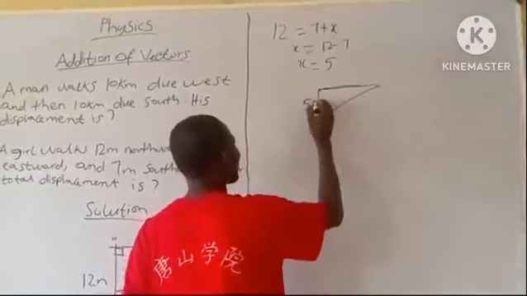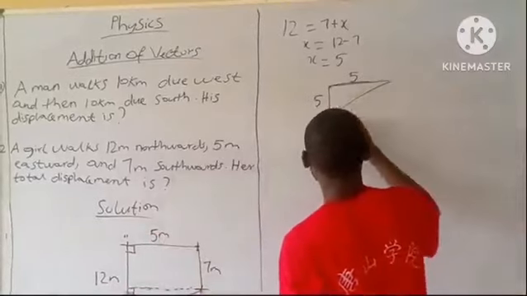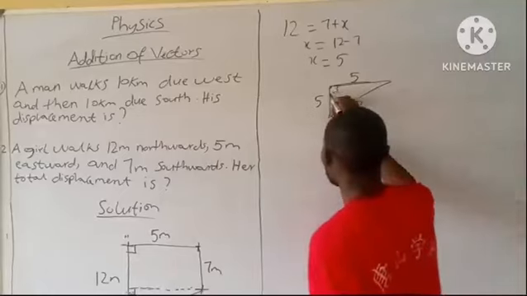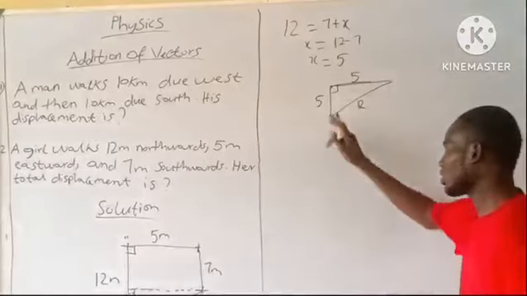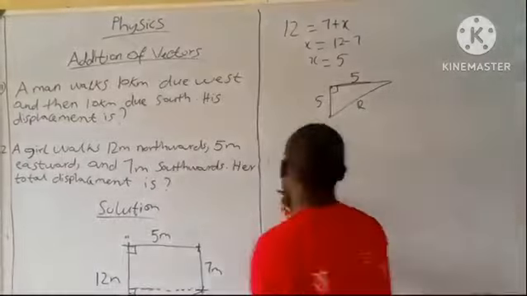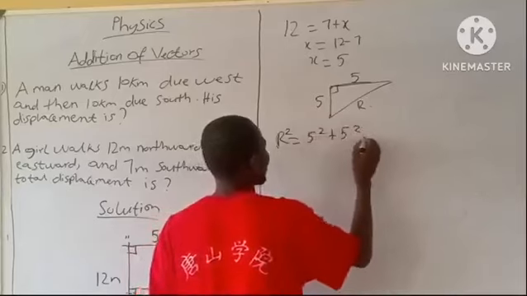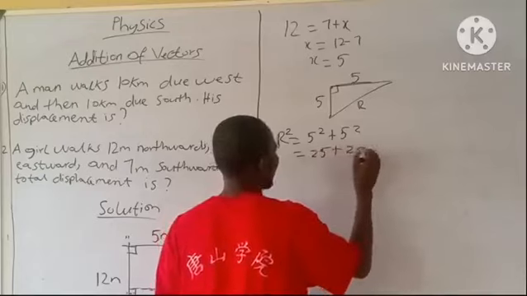This is 5 meter. This is 5 meter opposite. And then this is the resultant, the displacement I'm looking for. And this is inclined at what? 90. You use Pythagoras theorem because it's at 90. So you say that R squared is equal to 5 squared plus 5 squared, which is equal to 25 plus 25.